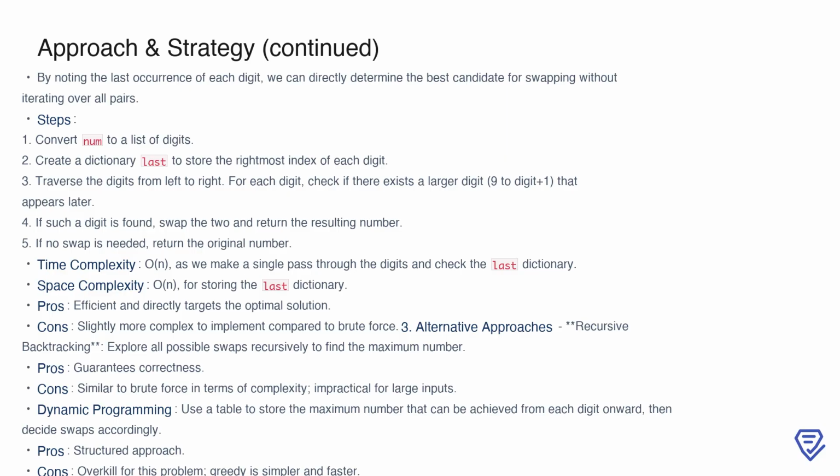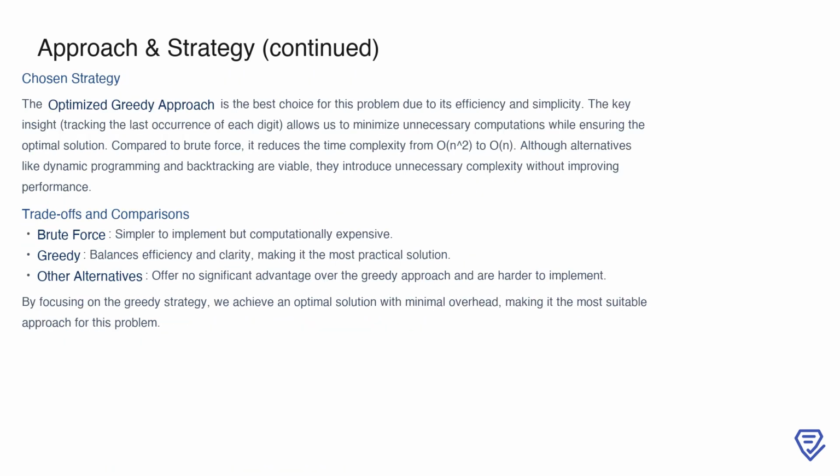Other alternatives, such as recursive backtracking or dynamic programming, were also considered. Backtracking guarantees correctness by exploring all possible swaps recursively but is computationally similar to brute force. Dynamic programming, on the other hand, uses a structured approach with a table to optimize swaps, but it introduces unnecessary overhead for this problem. The optimized greedy approach stands out as the best strategy for this problem due to its balance of efficiency, simplicity, and clarity.